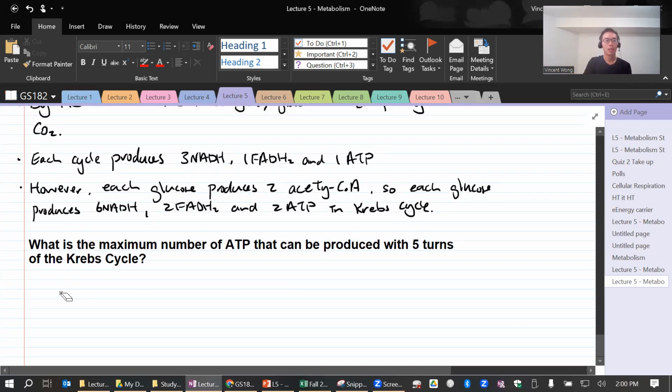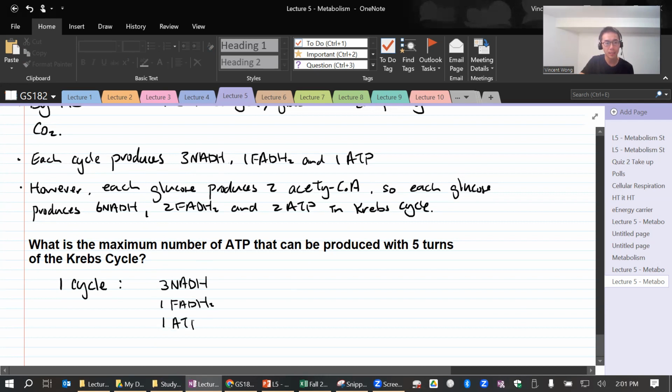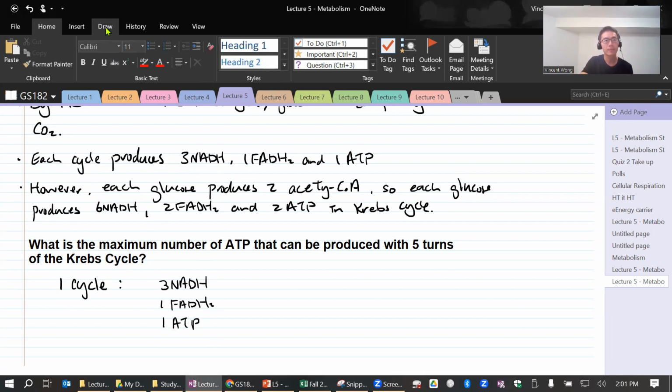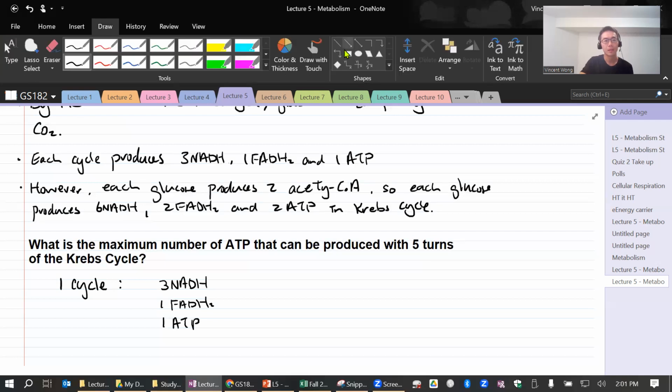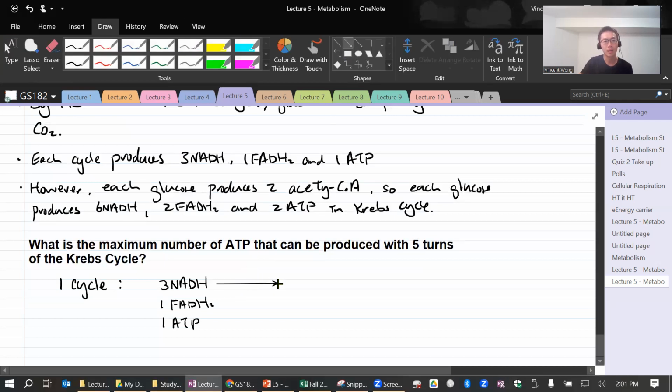Look, one cycle, one turn, right? One turn, what do we have? According to the notes, one cycle produces 3 NADH, 1 FADH2, and 1 ATP, right? So tell me, what should I multiply this by? How many ATP can we make from 1 NADH? Do you guys remember?